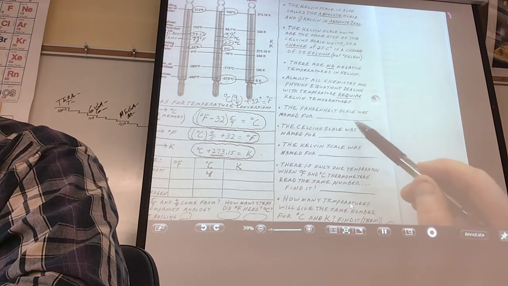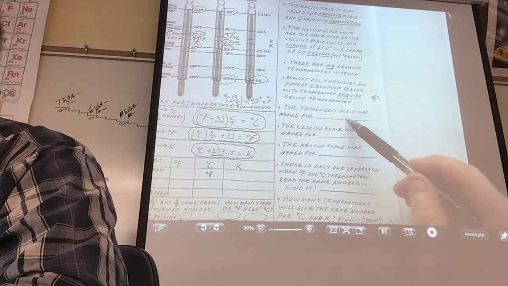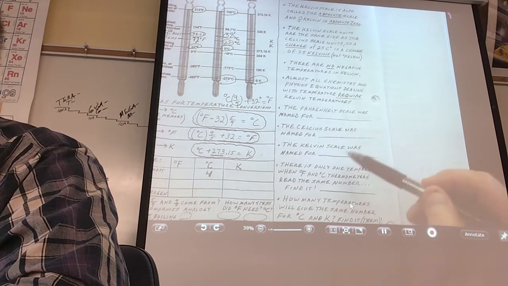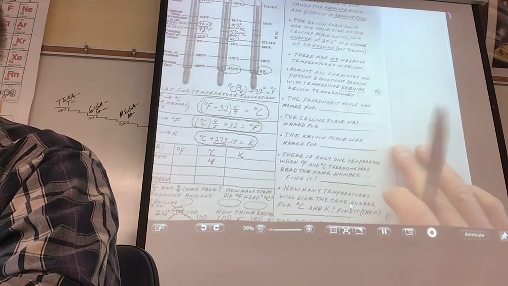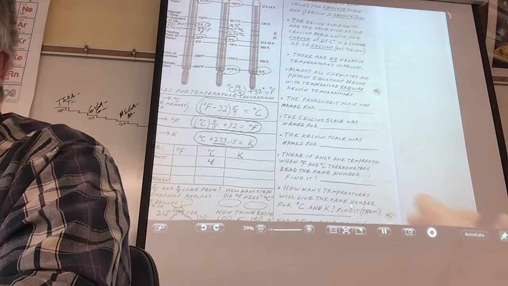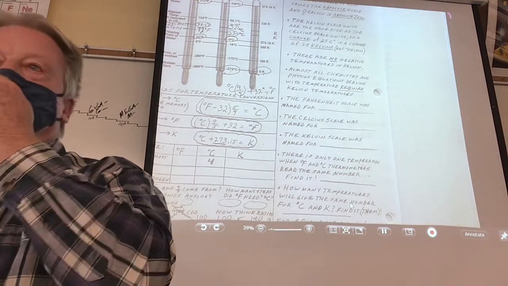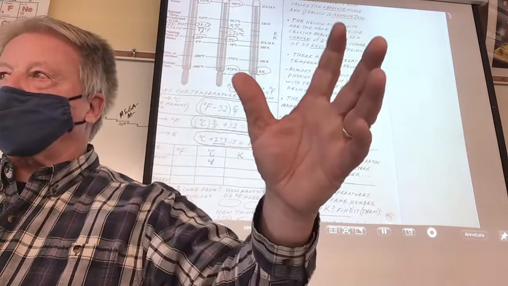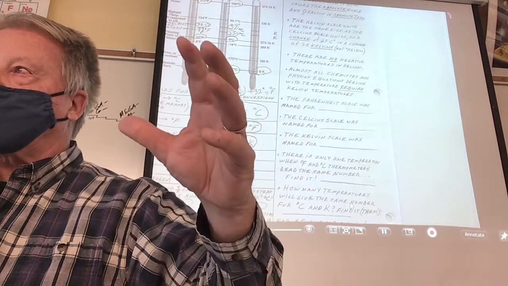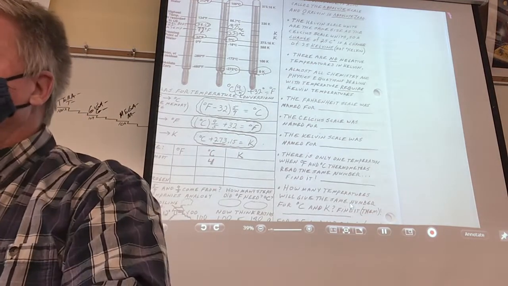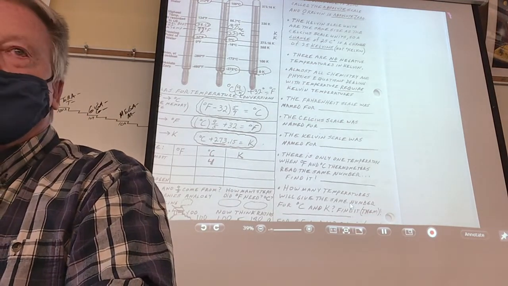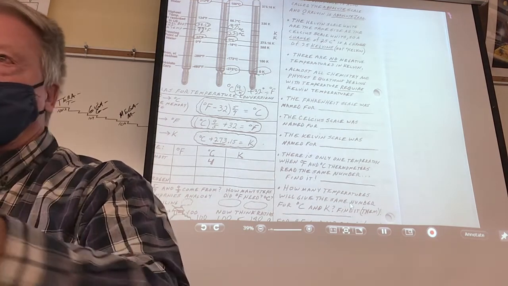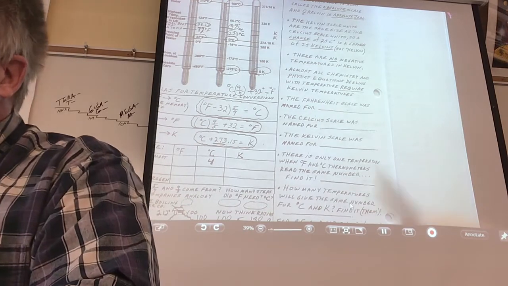The Fahrenheit scale is named for Fahrenheit, and the Celsius scale is named for Celsius, and the Kelvin scale is named for Mr. Kelvin. John Thomson. Now, John Thomson later was actually given a title by the king, and he was the baron over this land called Kelvin, so he was called Lord Kelvin. He was the lord of the Kelvin area, so that's why we call it the Kelvin scale.